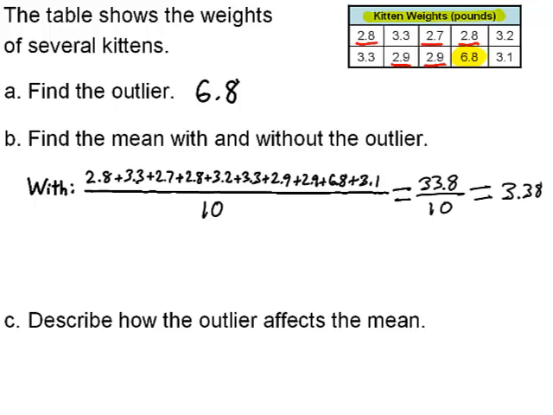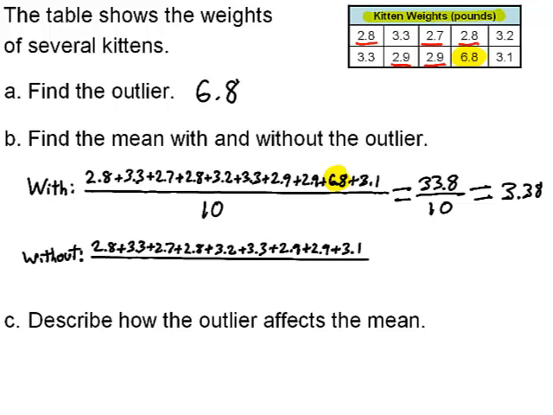Now find the mean without the outlier. First, let's mark the outlier in the problem. The outlier was 6.8, so all we need to do is omit that when we write the sum of terms. Now, how many data values do we have without the outlier? Right, there's only 9 without.